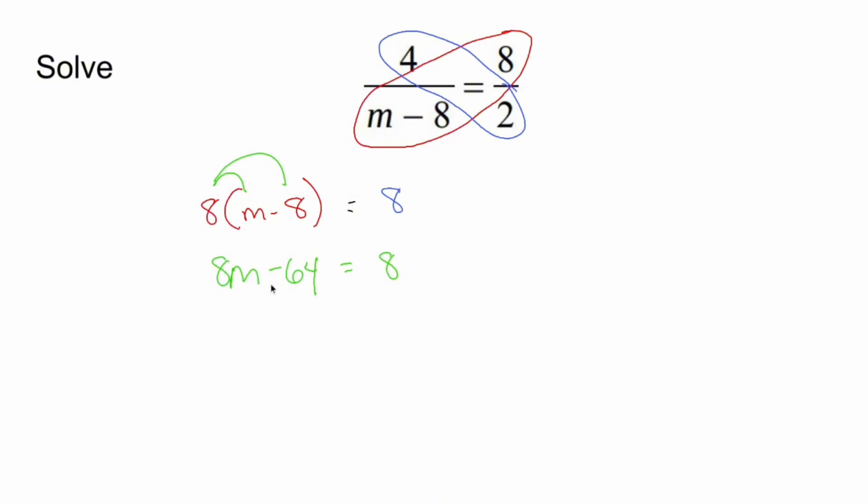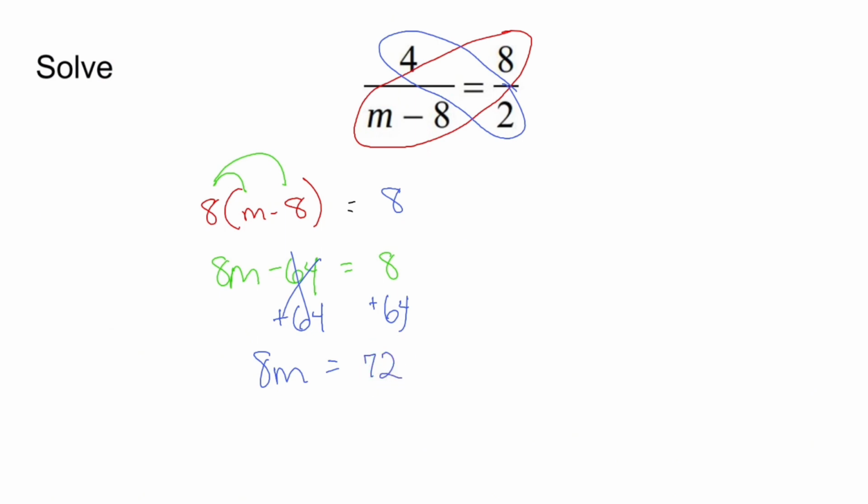Now we have a regular two-stepper. M is not all by itself because 8 is being multiplied to it, and negative 64 is being added to it. So how do we get rid of a negative 64? Do the inverse, which is plus 64 to both sides. Drop down the 8m, and negative 8 plus 64 is 72.